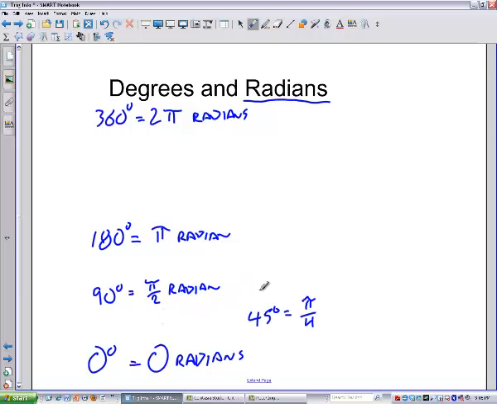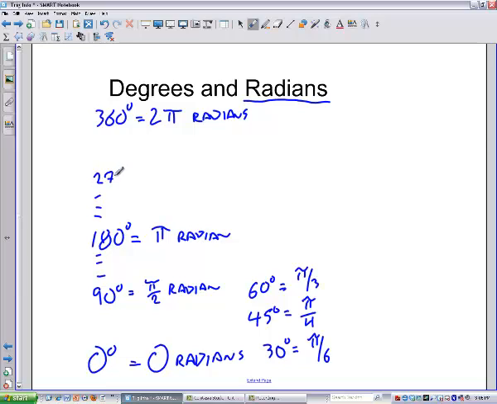Let's see, 2 others that I want to squeeze in here. 60 degrees. Well, if 180 is pi, 60 should be a third of a pi. Okay? And the other one that we tend to like is 30 degrees. 180 degrees is pi. 30 is a sixth of that. So pi over 6 is the ratio. Okay, and we can use those same sort of things to get all these ones in between each one.